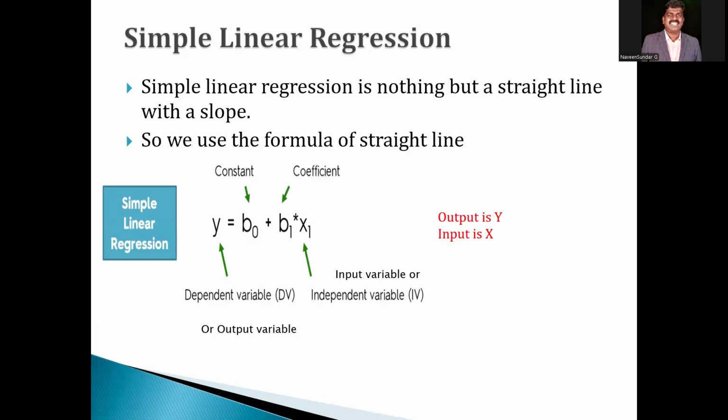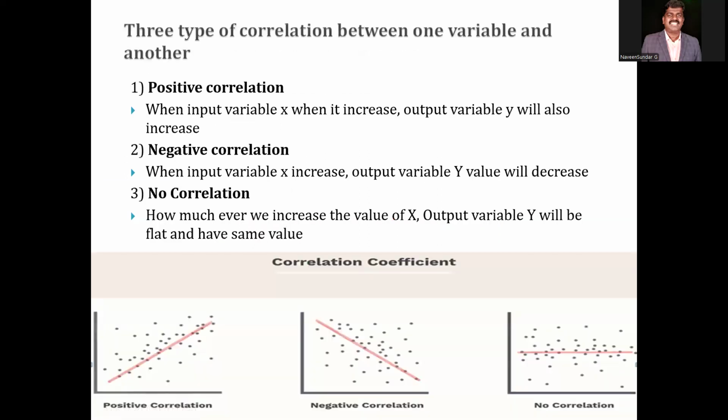Let us see it with an example. It is a line equation, y equals mx plus c, like you learned in mathematics. The same thing we are going to use, and we have the formula to find the constant and the coefficient. How to do that? We will see it one after another.